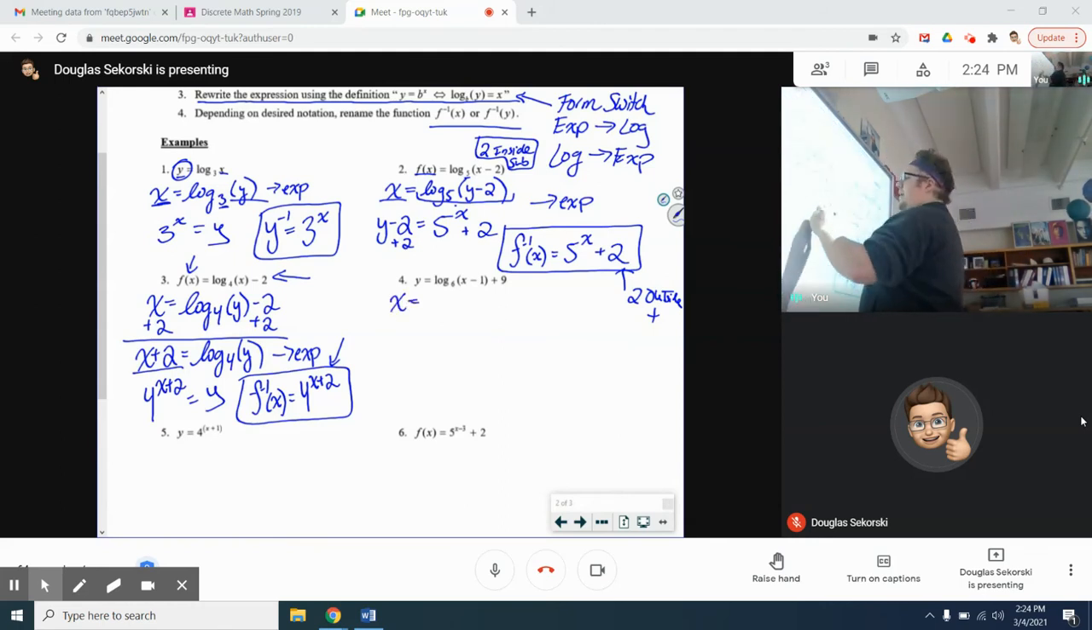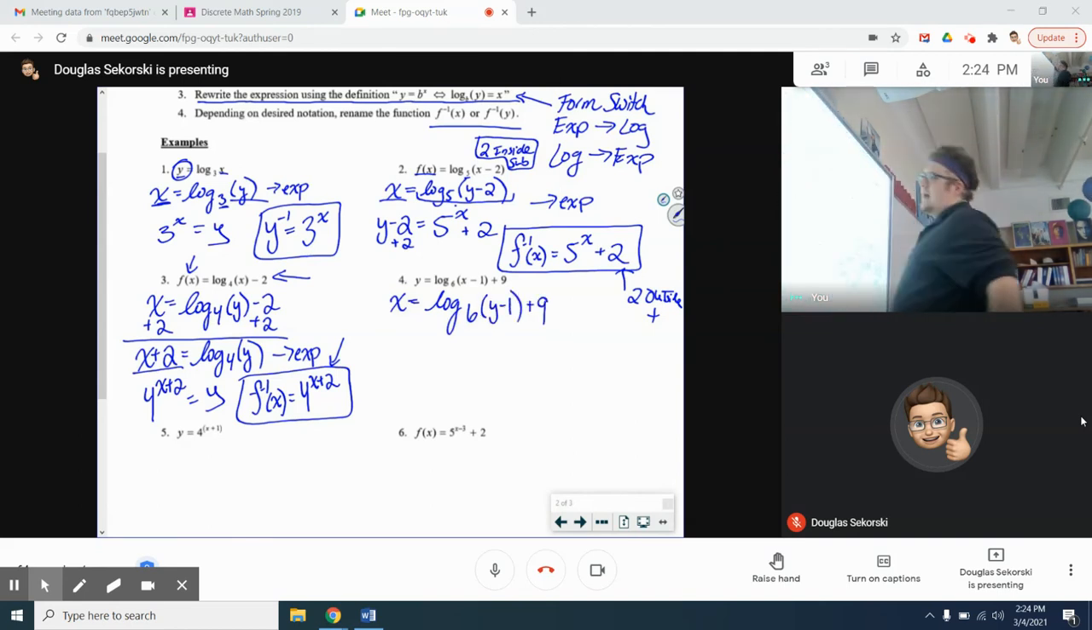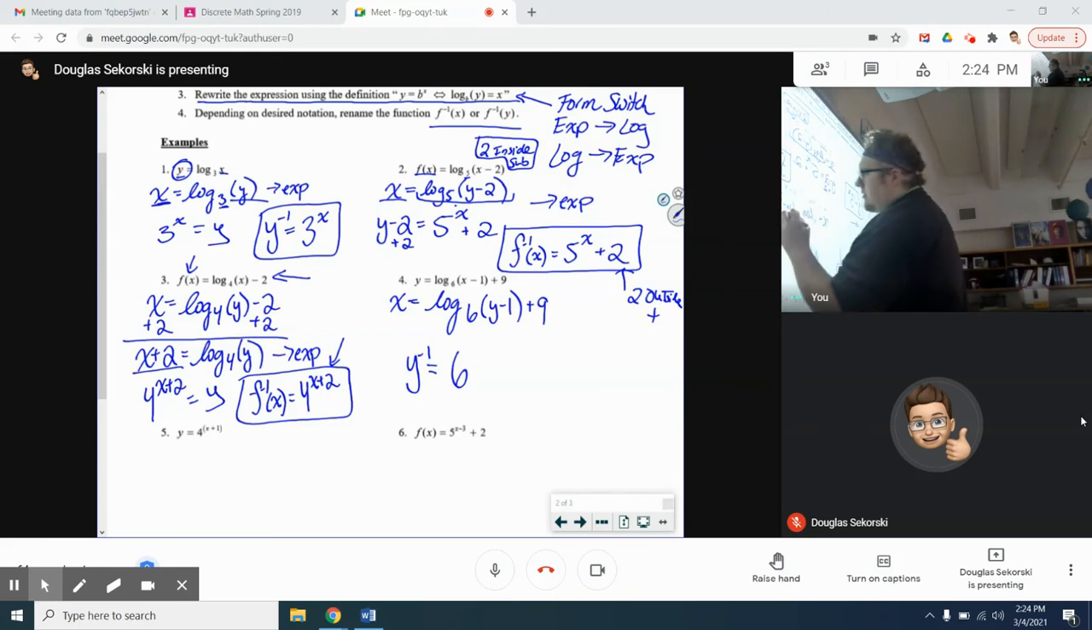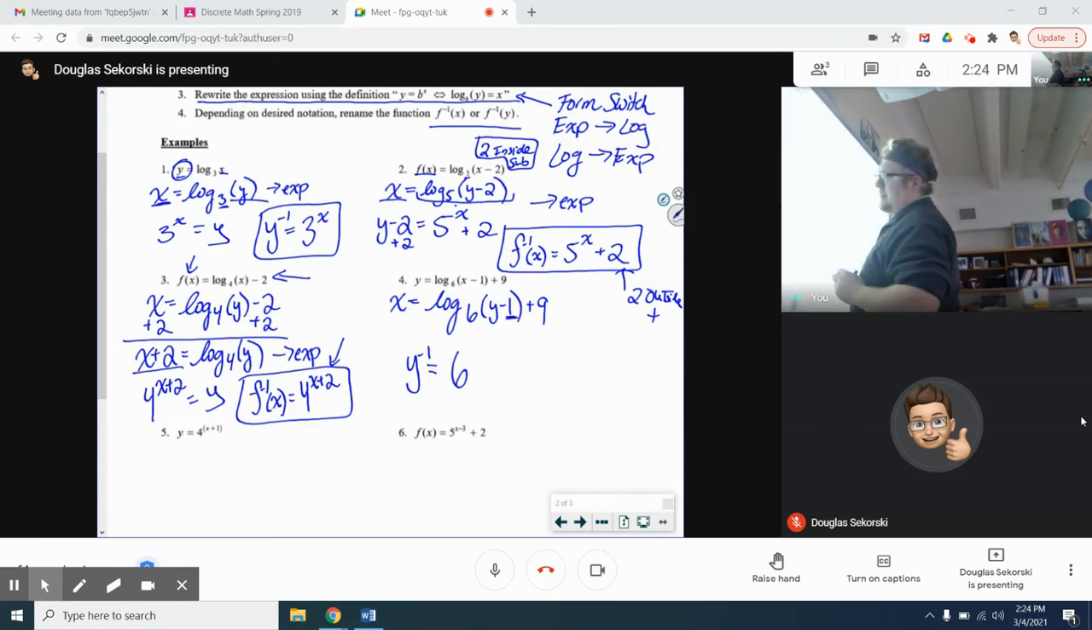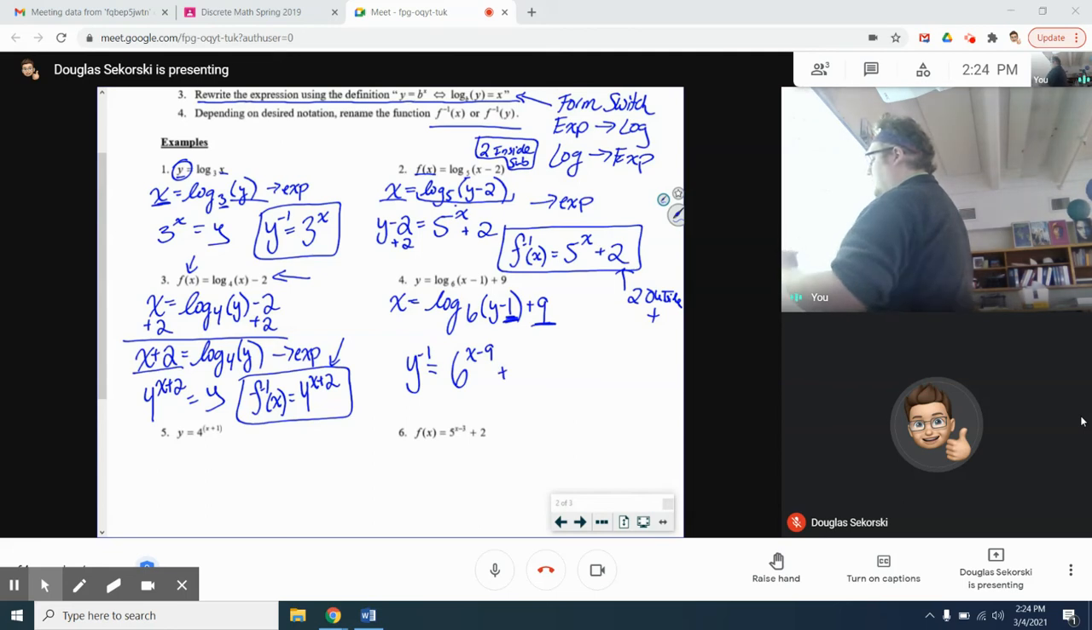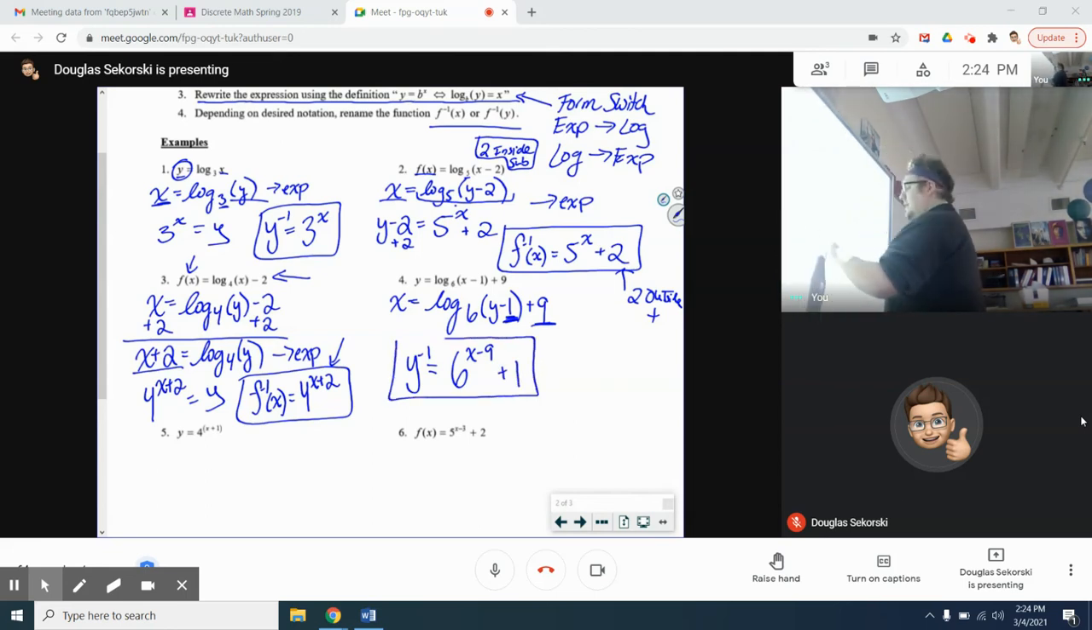Okay, with this one, I'm swapping x and y. So I've got x equals log base 6 of y minus 1 plus 9. And let me show you the shortcut on this one. Mentally, you know this is base 6, so y inverse equals 6. Now, this was a minus 1 on the inside and a plus 9 on the outside. So if there was a plus 9 on the outside, there's going to be a minus 9 on the inside. And if there was a minus 1 on the inside, now it's a plus 1 on the outside. And that is the answer there.